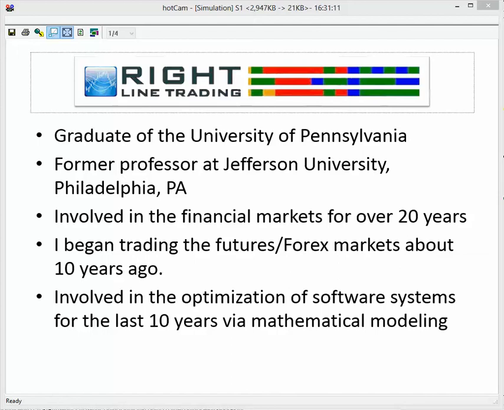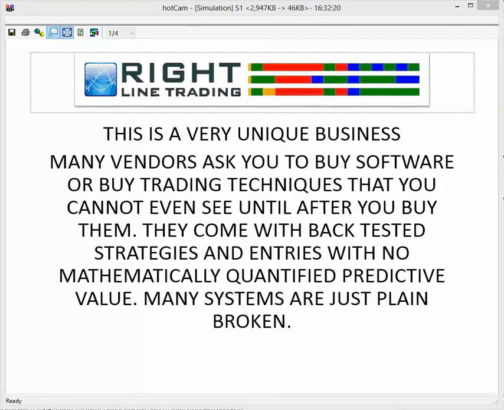And really, what I just wanted to start off with was pointing out this is a very unique business. Many vendors ask us to buy software or buy trading techniques that you can't even see until after you purchase them. They come with back-tested strategies and entries with automatically quantified predictive value. And many of these systems, because they don't understand the underlying mathematics behind the indicators, are just plain broken and just don't work.